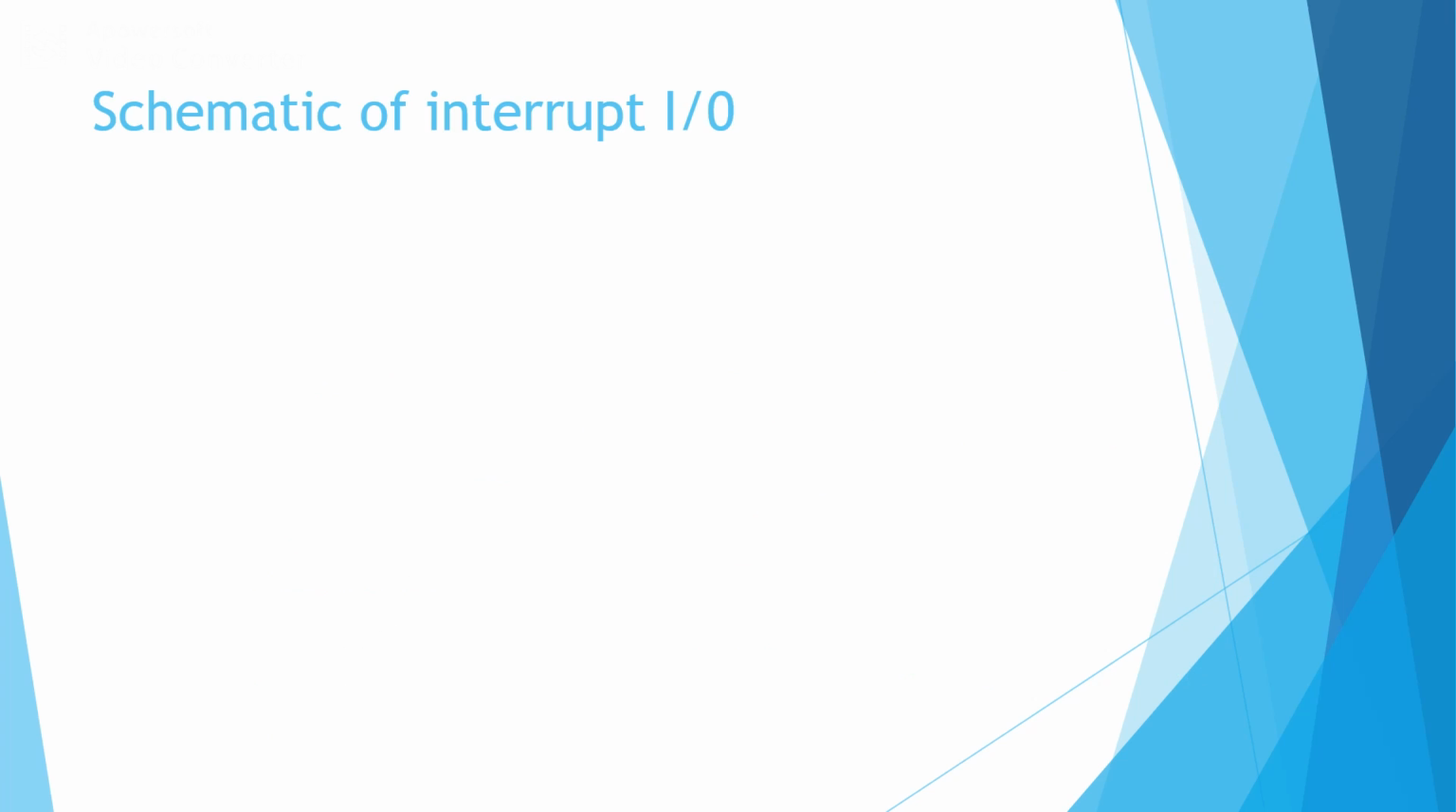Once the interrupt request signal comes from the device, the processor has to inform the device that its request has been recognized and will be serviced soon. This is indicated by another hardware control signal on the processor bus called the interrupt acknowledgement signal. So we can consider the schematic of interrupt IO.